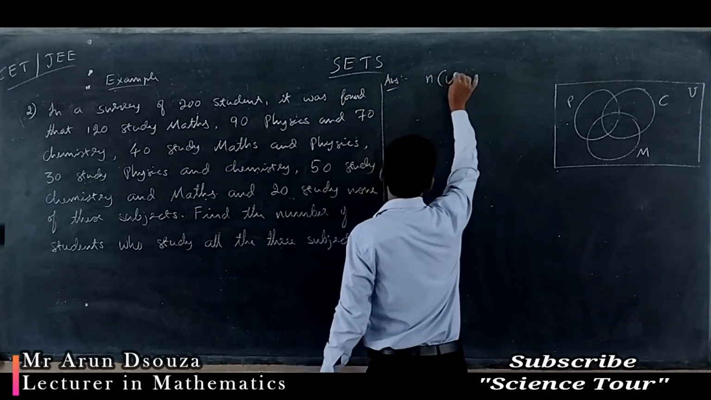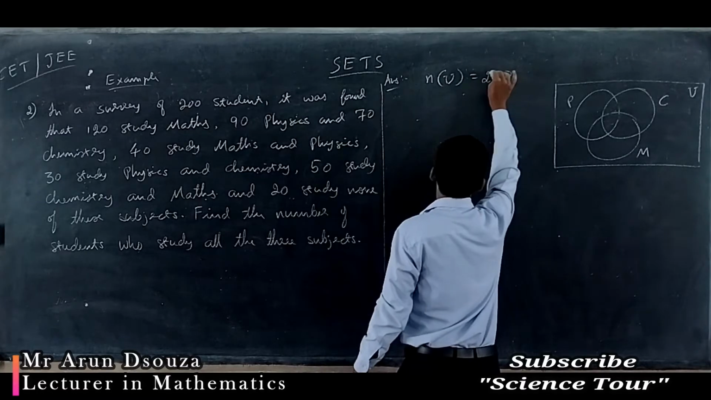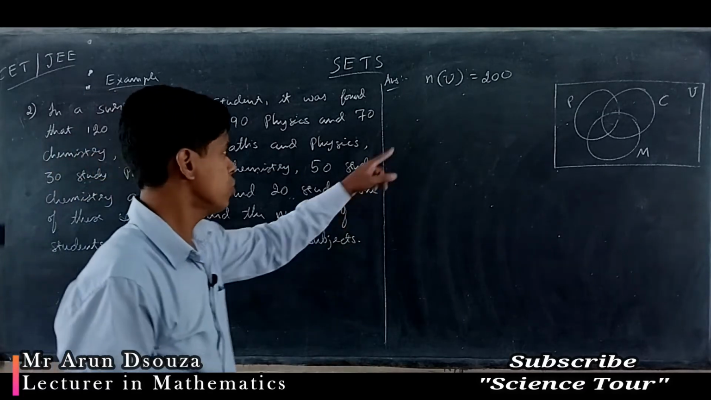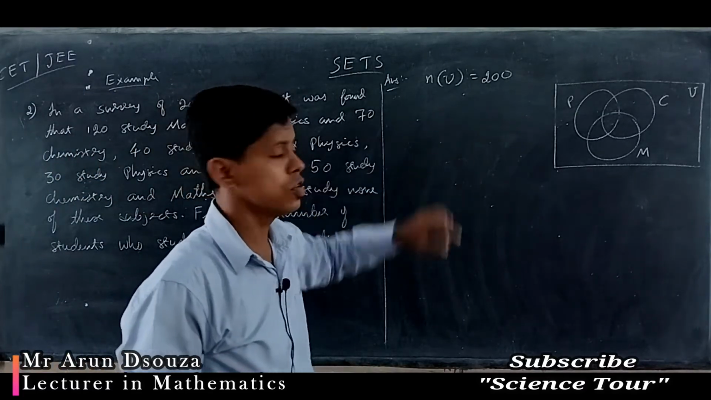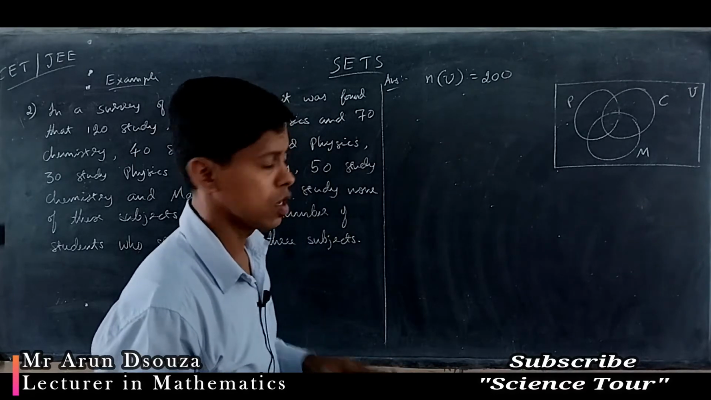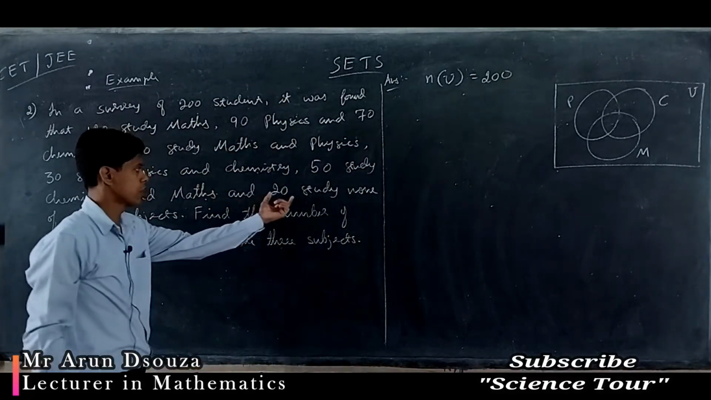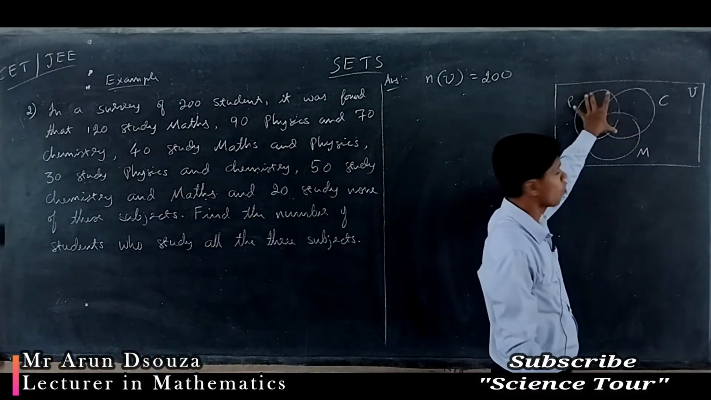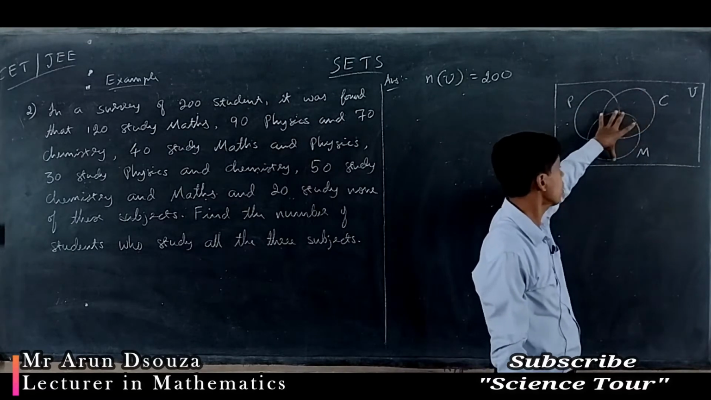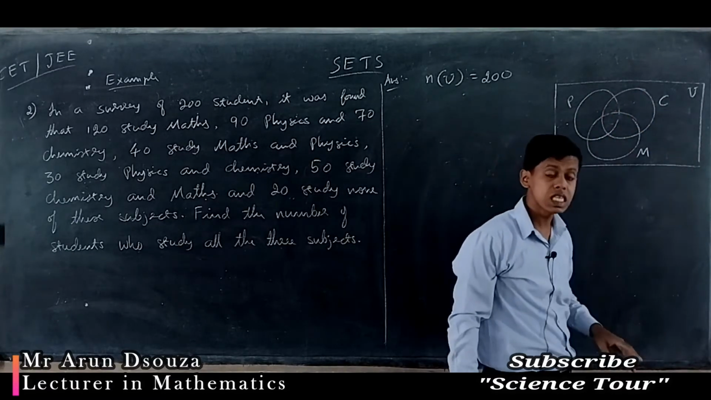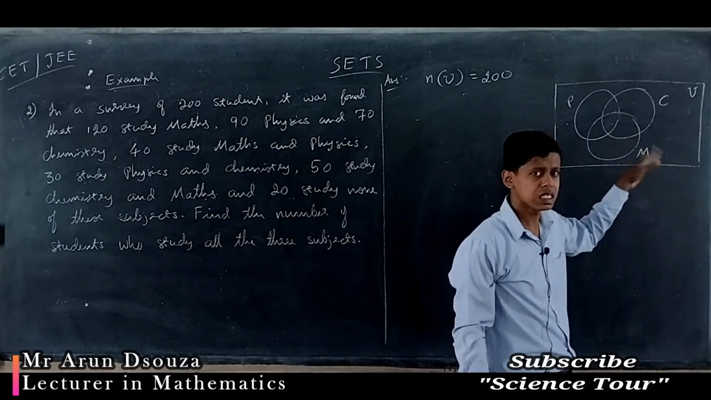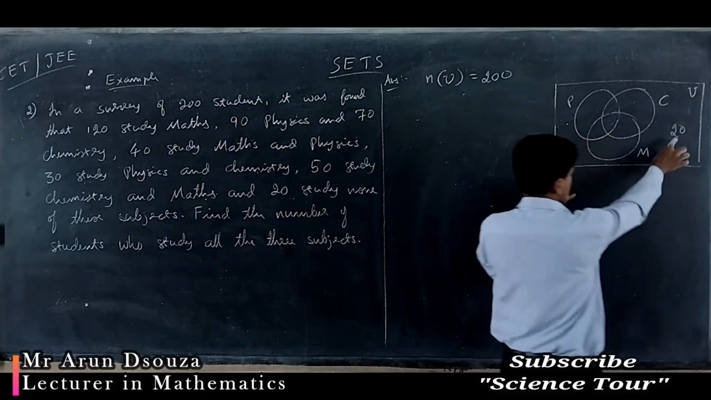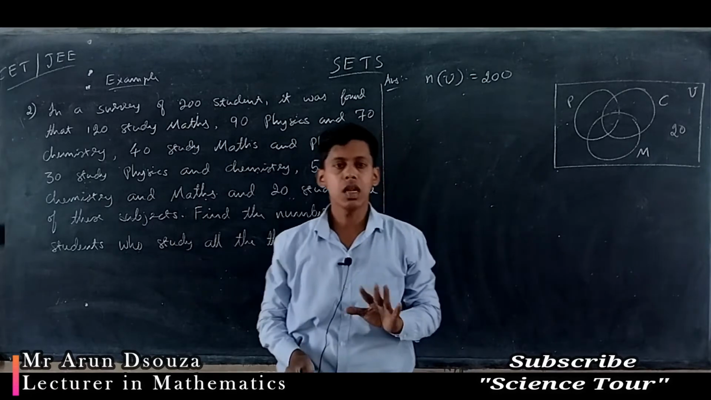So what is N of U? The universal survey of 200 students. Here P union C union M may not be equal to N of U. It's definitely not equal, because there are 20 students who study none of these subjects. So 20 students don't fall under the physics circle, the chemistry circle or the math circle. They are outside these three circles, in the school, in the 200 students. None of these three subjects are studied by them.